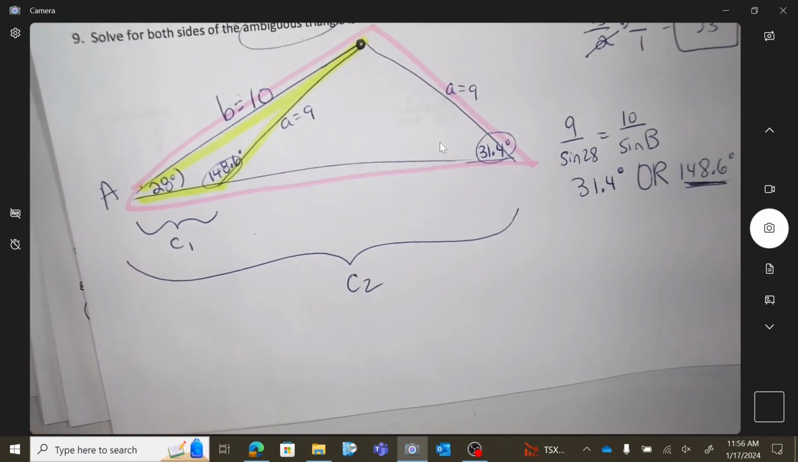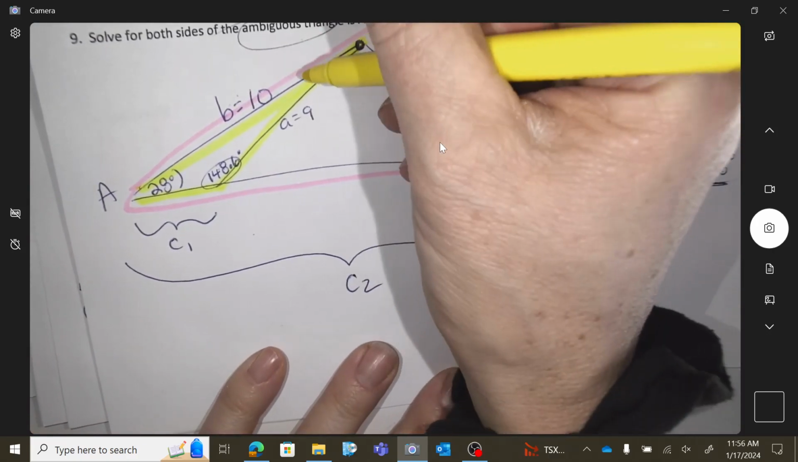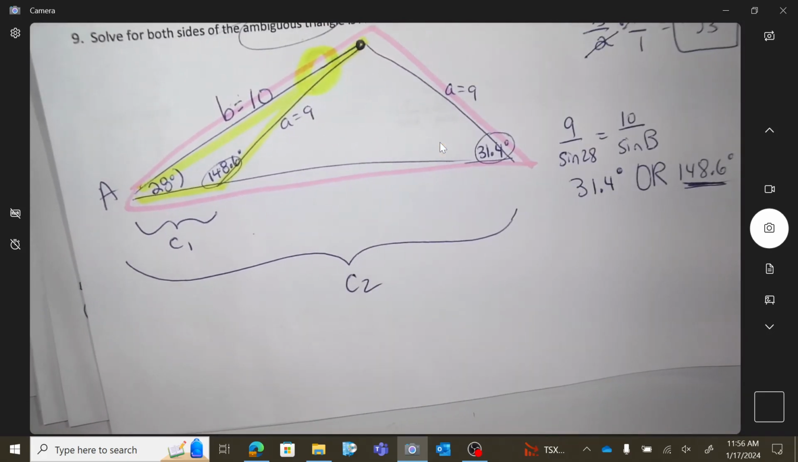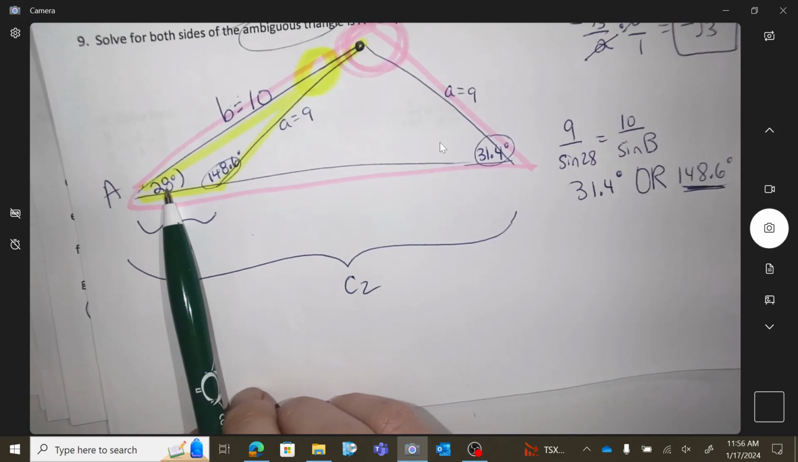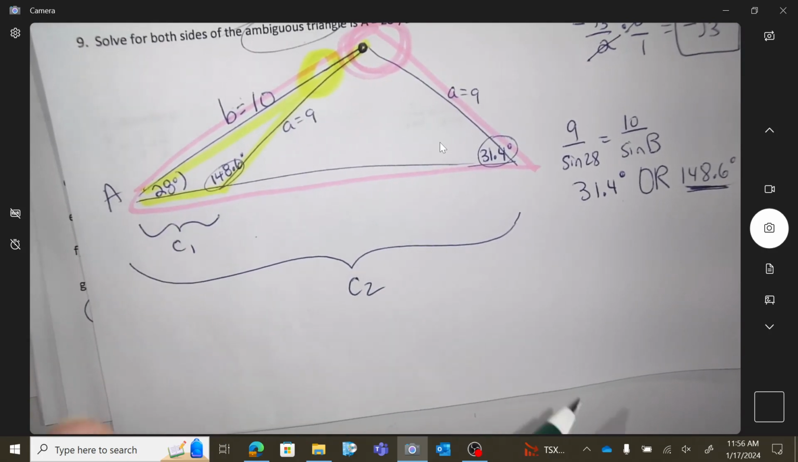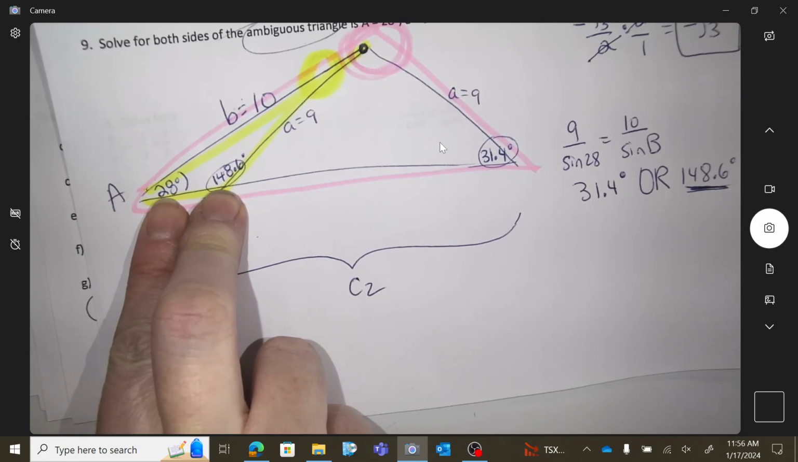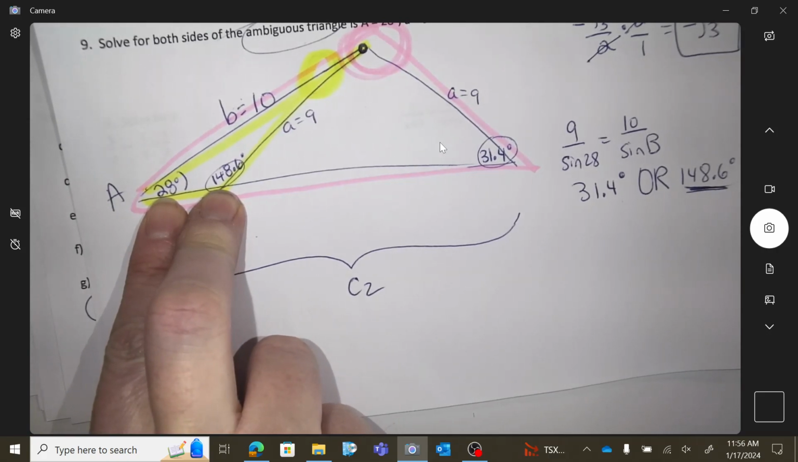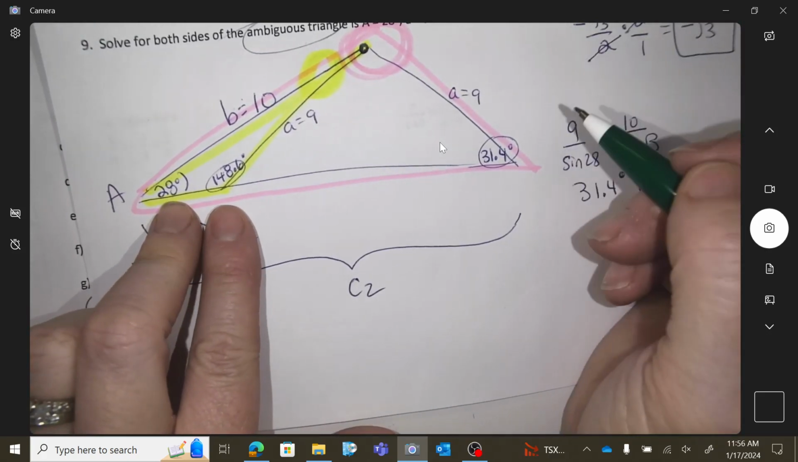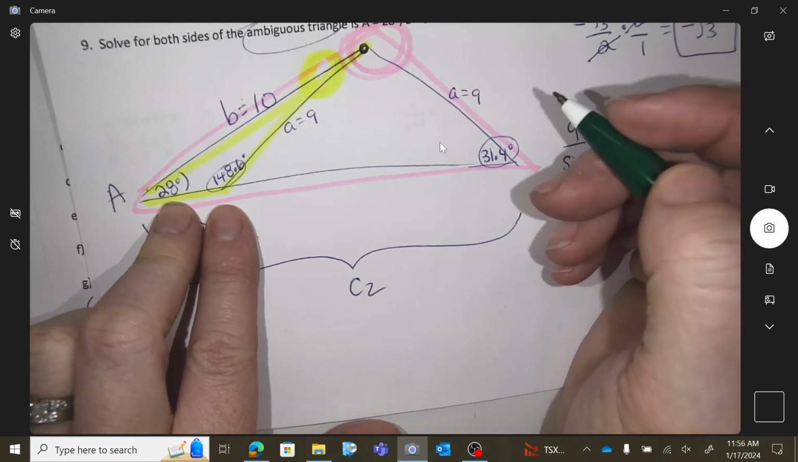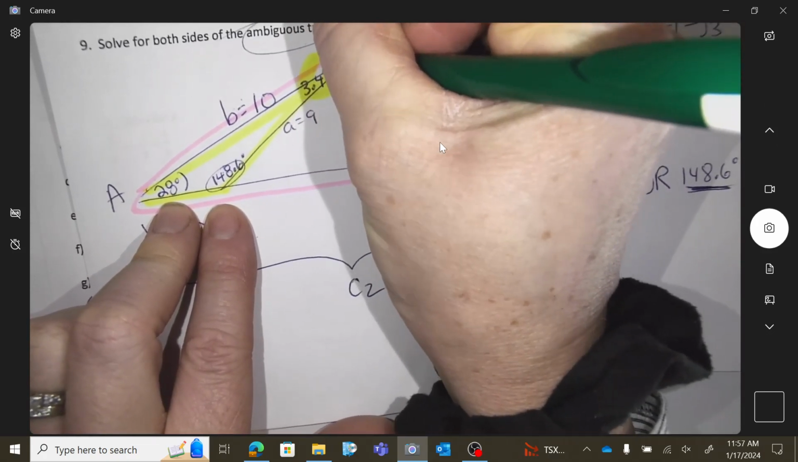Okay, now here's what we need to do next. We need to figure out the top yellow angle, and we need to figure out the top pink angle. Okay, so I'm going to go yellow first. The yellow triangle has this and this. So I'm going to do 180 minus. Are you getting something really small? 3.4? Anybody? Yeah. 3.4 degrees are left at the top.